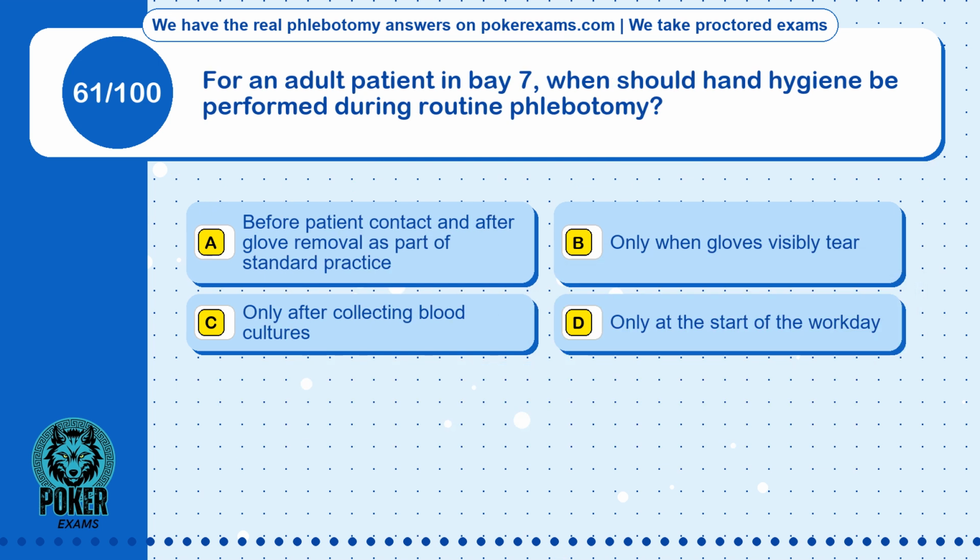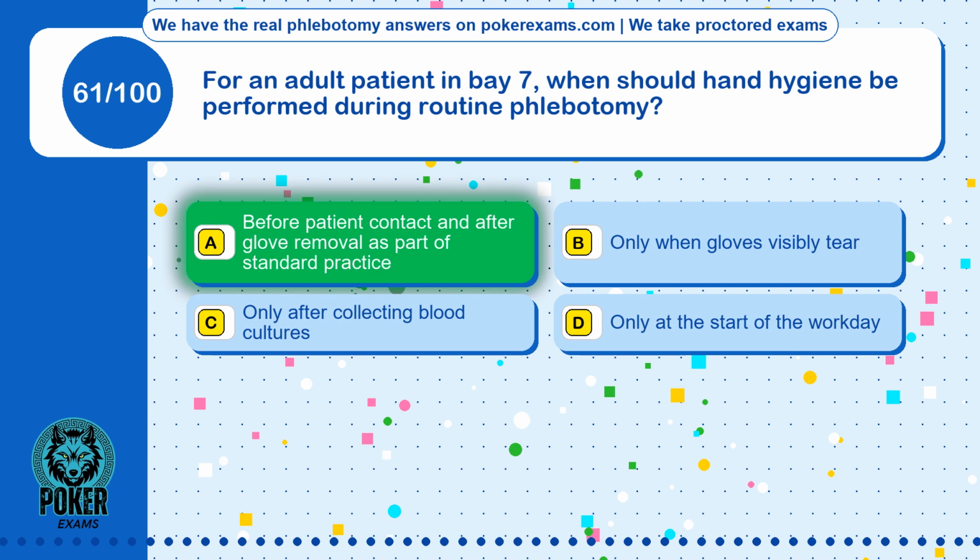Question 61. For an adult patient in Bay 7, when should hand hygiene be performed during routine phlebotomy? Option A. Before patient contact and after glove removal as part of standard practice. Option B. Only when gloves visibly tear. Option C. Only after collecting blood cultures. Option D. Only at the start of the workday.